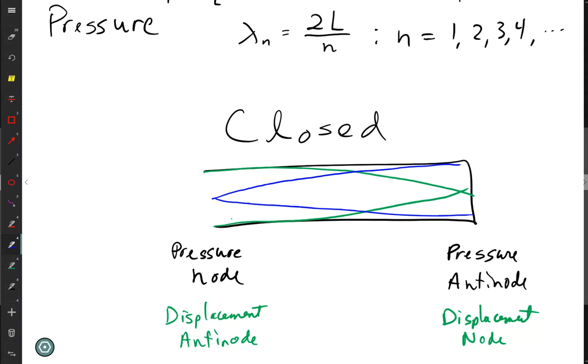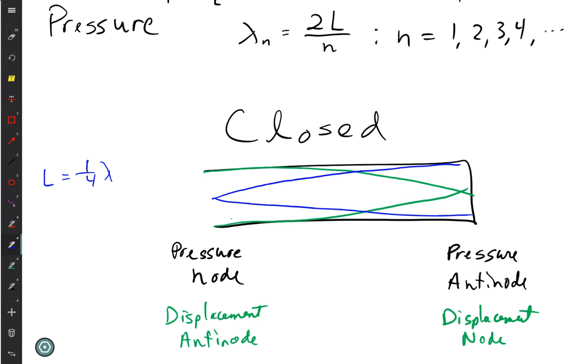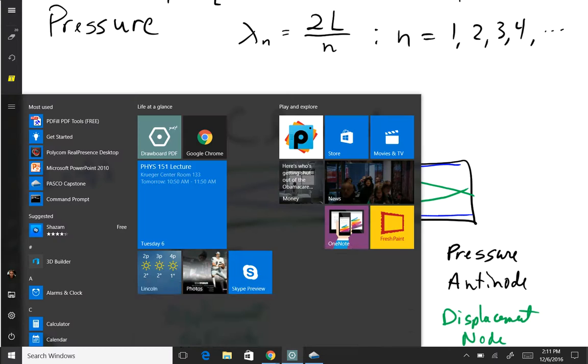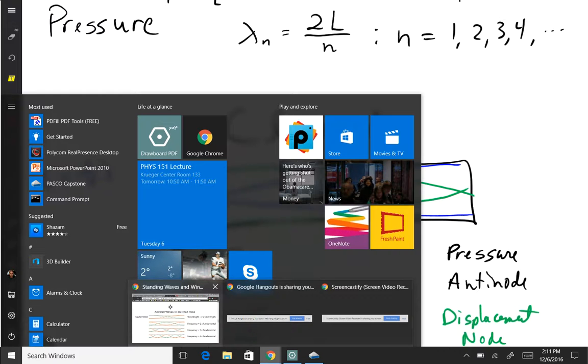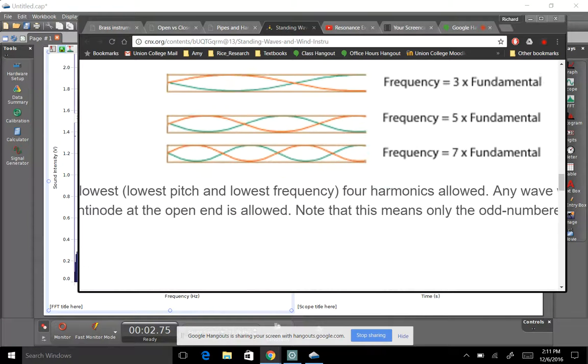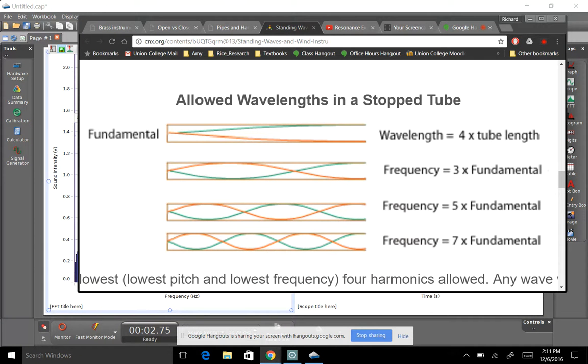How many wavelengths fit in this tube? That's a quarter wavelength. So with the picture I have right now, the length is equal to 1/4 of a wavelength. Now, if I want to go to the next resonance, the next standing wave possible, I will have to go to the picture shown in the second tube here.